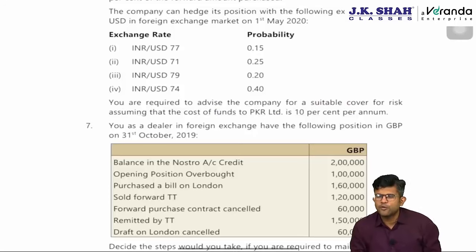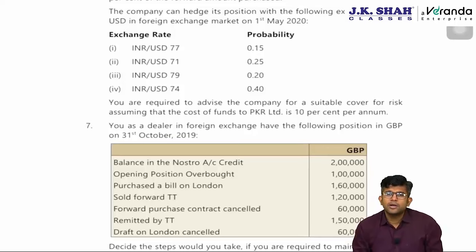They are saying you advise the company for a suitable cover for risk, assuming cost of capital is 10%. So basically you have got two options. One is you don't hedge, other is you hedge. Let us first talk about hedging.